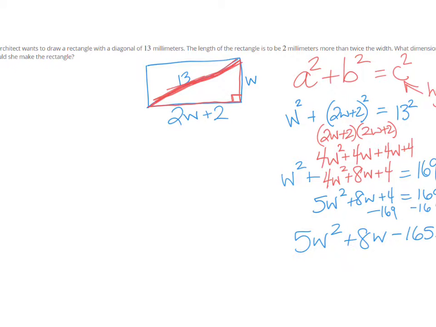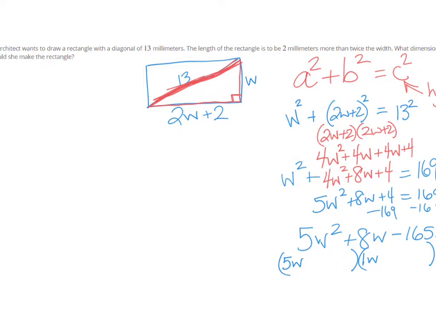So this one's a little trickier because the coefficient on it is a 5. So when you set up your two binomials, your factors, it's always been like W and W, or X and X. Now it has to be a 5W times a 1W. And that 1 is optional. I probably wouldn't typically write that.